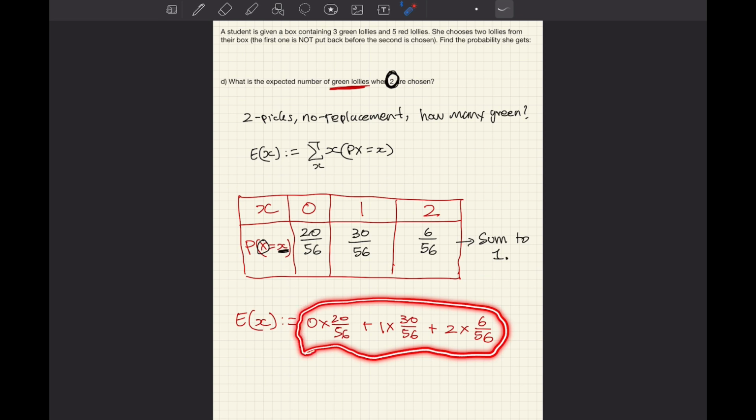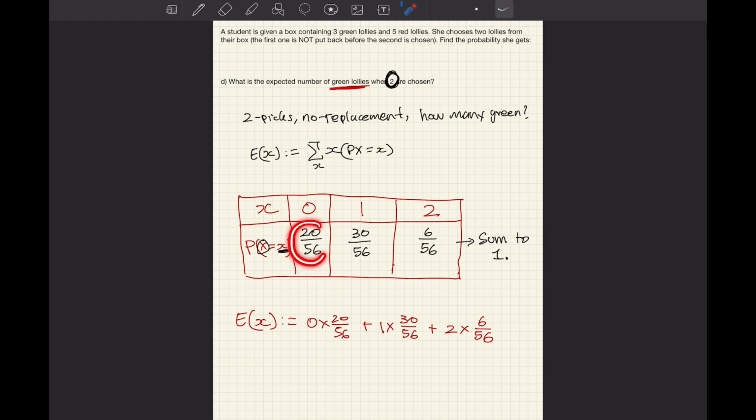is going to tell us how many greens we expect when we pick 2 lollies. Now, I haven't had to do anything special with these probabilities here because these probabilities are already created for 2. So you need to be careful about that. Most questions will be nice and they'll say 2 lollies. It'll be consistent throughout, so the probabilities will be for picking 2 lollies. But you need to be careful about that.